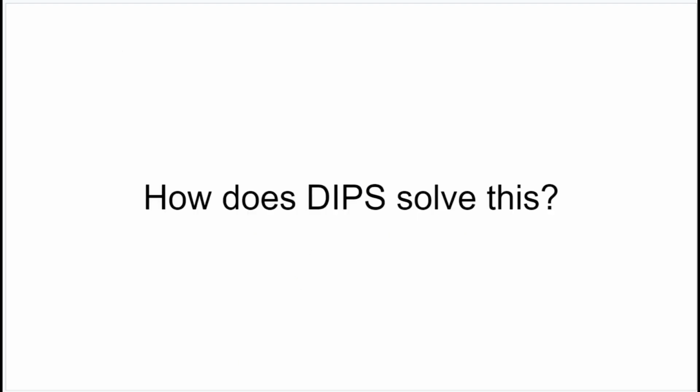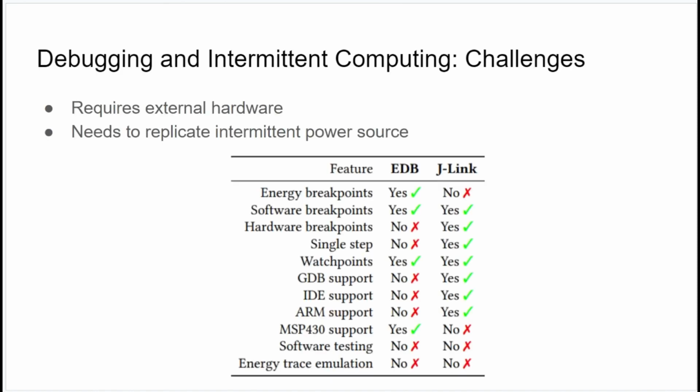So how exactly does DIPS solve these flaws or drawbacks with previous debugging tools? Based on that prior list, I'll go back to it real quick. What new features would you necessarily want to add here that would be useful for an intermittent computing system or a non-intermittent computing system?